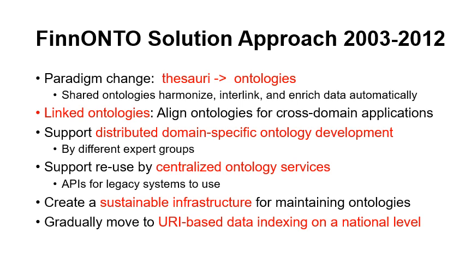The results of this work would be supported by centralized ontology services, so that everybody would get from a centralized base the up-to-date ontologies that they need. The ontology services would also make it possible to use APIs in legacy systems. So these ontology services were not meant only for human users, but also machines. From the outset, the idea was to create a sustainable infrastructure for maintaining ontologies. So this is also an organizational project in that sense. All in all, we aimed at gradually moving to URI-based data indexing on a national level.